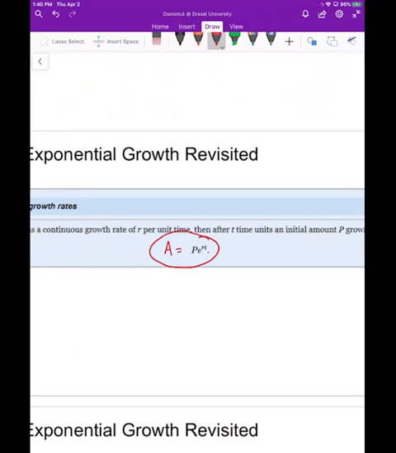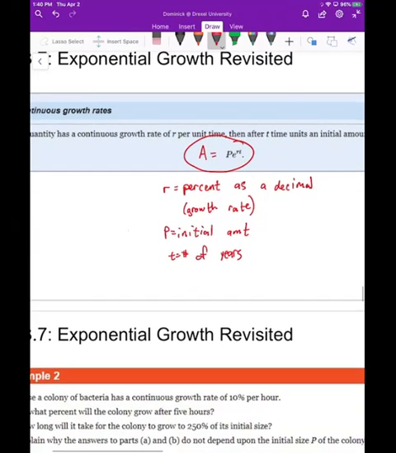So, of course, R is usually still a percent as a decimal, but it'll be called a growth rate here rather than an interest rate. P is still an initial amount. And then T, of course, is still a number of years, or number of time units, right? If you're talking that it grows at 5% per minute or something like that, then you could say that your T is in minutes or something.